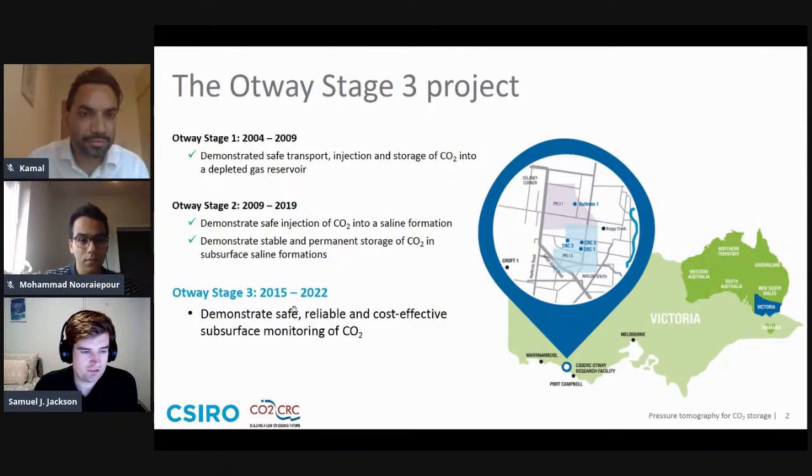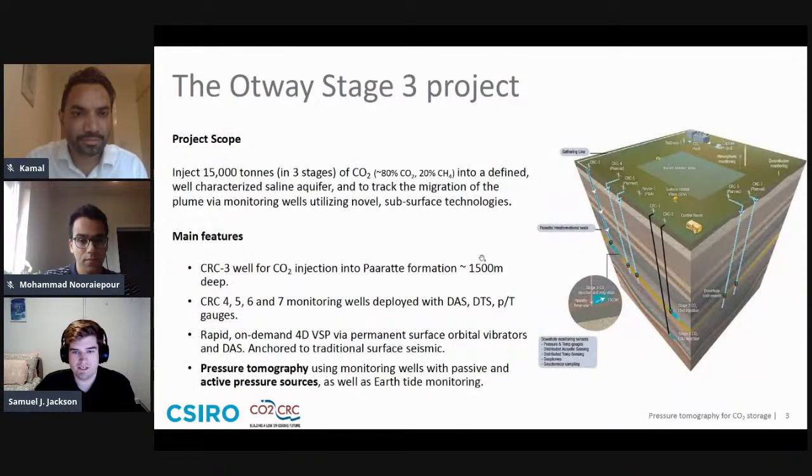The Otway Stage 3 project is looking to build on these and demonstrate safe, reliable, and cost-effective subsurface monitoring of CO2. So it's really about the monitoring and verification methods, and doing that in a cost-effective way. Specifically, the aim is to inject 15,000 tons of CO2 into a well-defined, well-characterized saline aquifer and track the migration of the plume via monitoring wells using novel subsurface technologies.